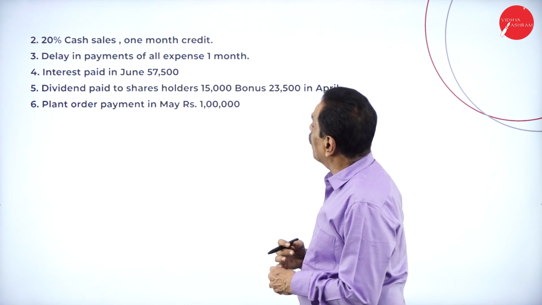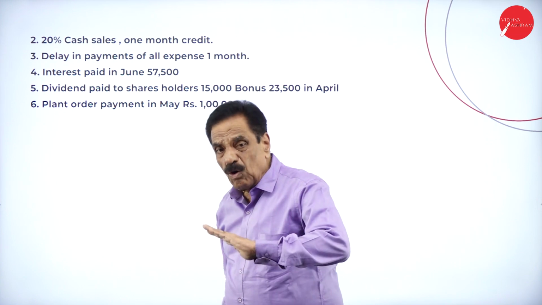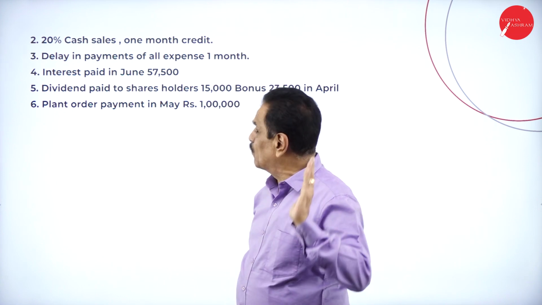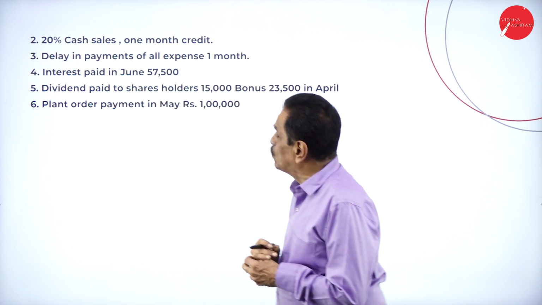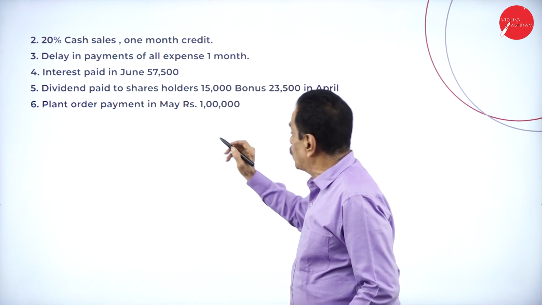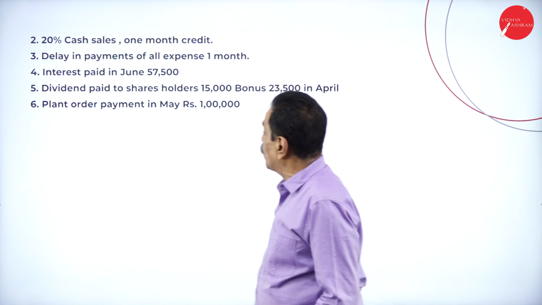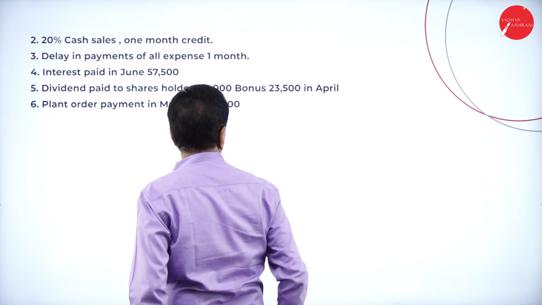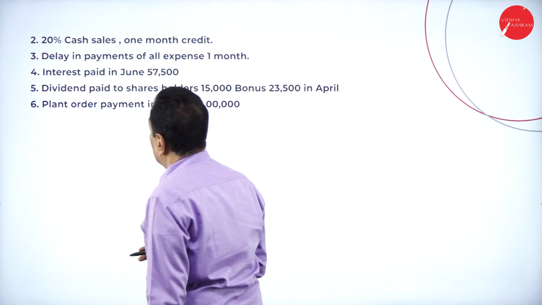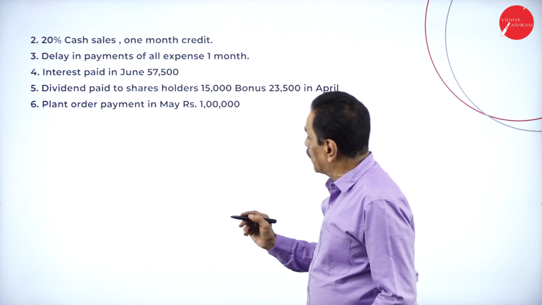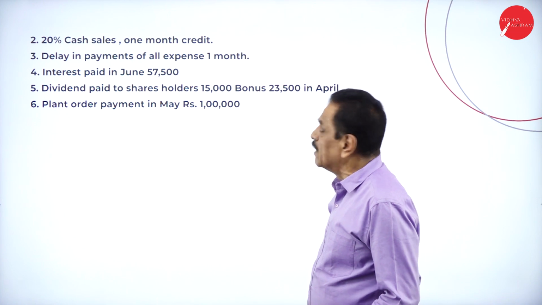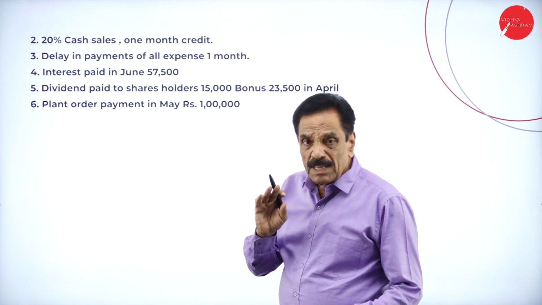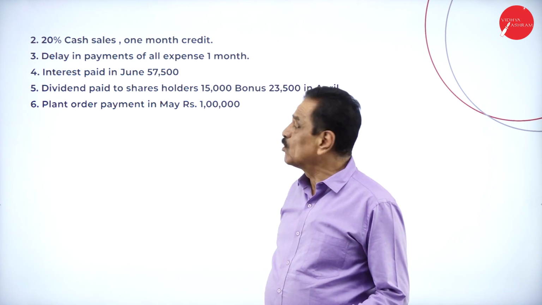There is a delay in payment of all expenses by 1 month, so all expenses have been paid after 1 month. Interest is paid in June. Dividend paid to shareholders is rupees 15,000, and bonus of 23,500 in April. Plant order payment in May is rupees 1 lakh, paid in the month of May. So which months are we preparing? April, May, June. You go for a working note.